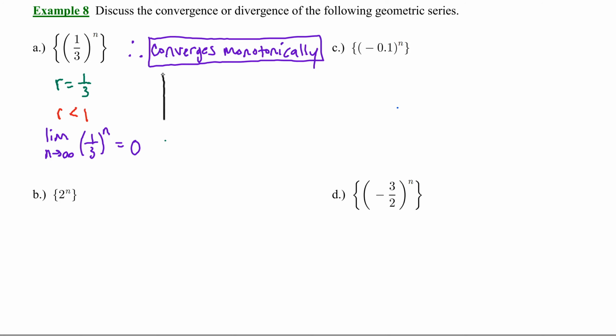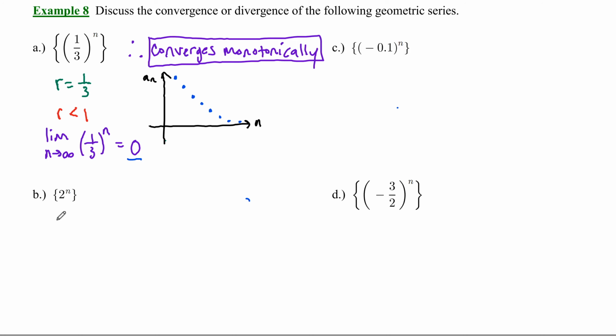To better understand that, consider the graph of the sequence. Notice you have an exponential function with a fraction for a base, so this is going to be a decreasing exponential function. In a more general case, we could say it is a non-increasing sequence. Because it is non-increasing and it has a limit of 0, it converges. So very specifically, we can say it converges monotonically.